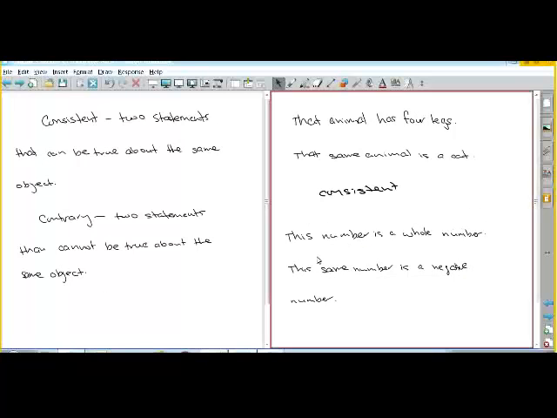So this is another. This number is a whole number. This same number is a negative number. By definition, a whole number is positive. Therefore, a number cannot be both a whole number and a negative number. So that's an example of contrary statements, because they can't both be true. 3 is a whole number, but 3 can't be a negative number.